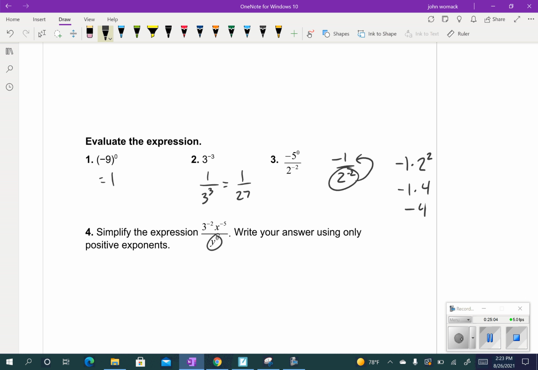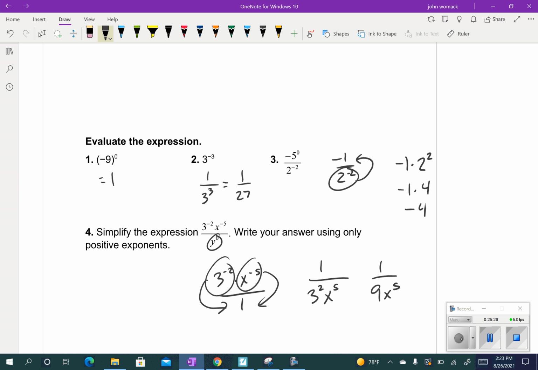Okay, on this one, y to the 0 is 1. So I have 3 to the negative 2 times x to the negative 5 all over 1. Now these two both have negative exponents, so they both need to move down to the bottom. So I'm going to end up with 1 over 3 squared x to the 5th. The 3 squared is 9. So you can see how that gets a little bit tricky, but just be really careful. Only move what it applies to.